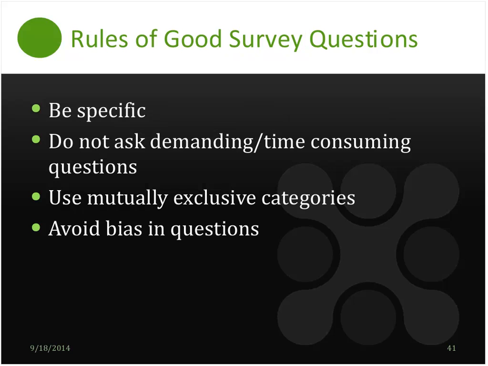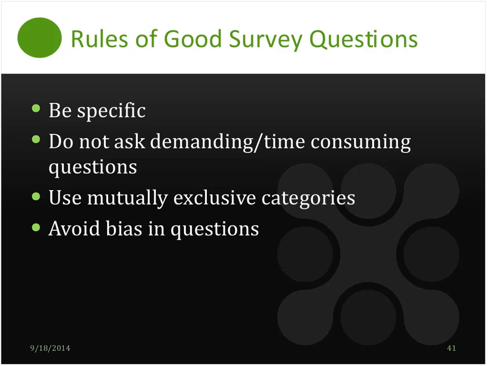People will simply not answer them, or worse still, they may just opt out of the entire survey if they see one. Use mutually exclusive categories. Make sure that only one answer is possible, or if more than one answer is possible, make sure you give them the option that they can choose more than one answer. And then finally, you need to avoid biased questions. Biased questions influence people to respond in a certain way.